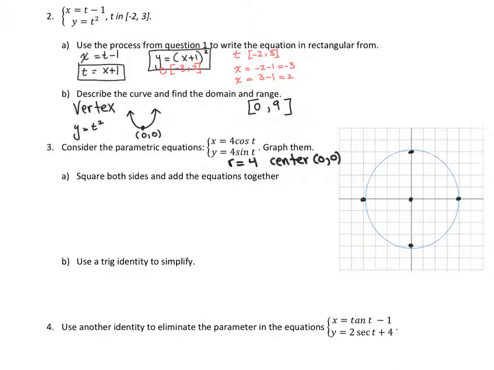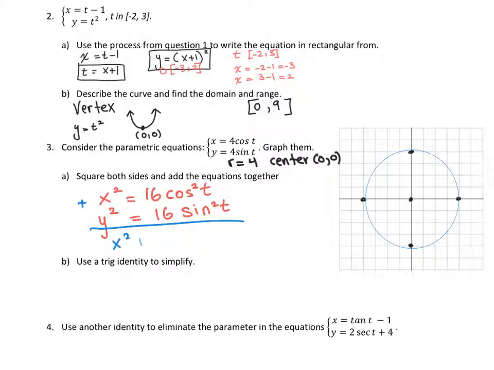Okay. So now how do I find the rectangular equation for trigonometric parametric equations? Step number 1 is to square both sides and add the equations together. So let's start with the first equation. If I square it, I'll get x to the power 2 equals 16 cosine squared t. Now if I square the second equation, I will get y squared equals 16 sine squared t. Now I'm asked to add those two equations, so I will get x squared plus y squared is equal to 16 cosine squared t plus 16 sine squared t.